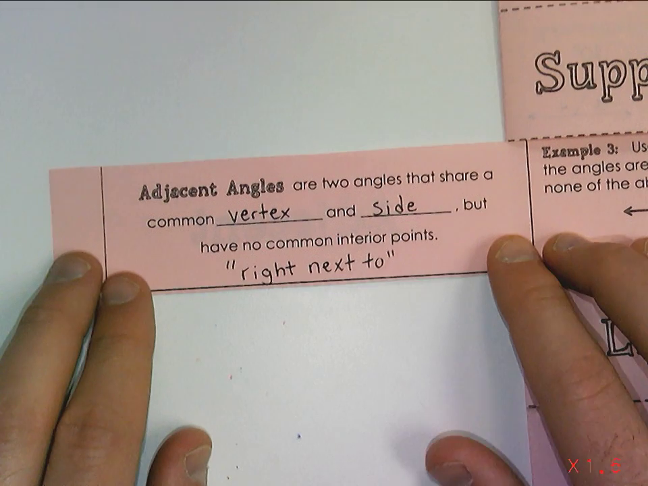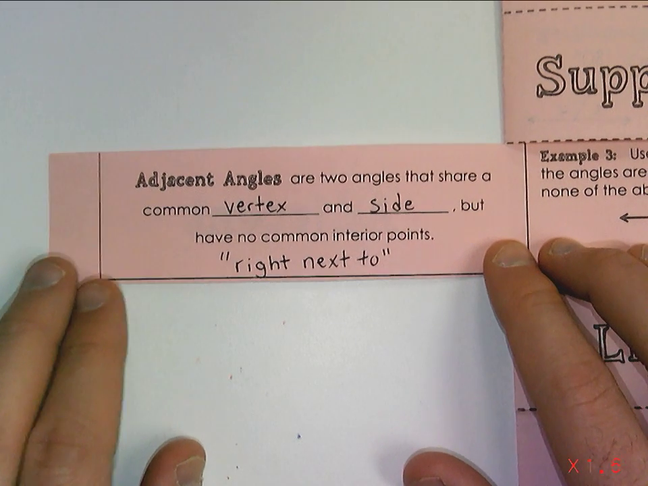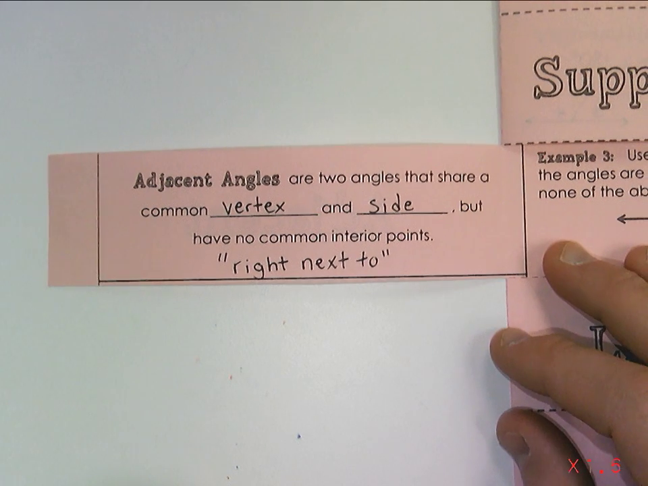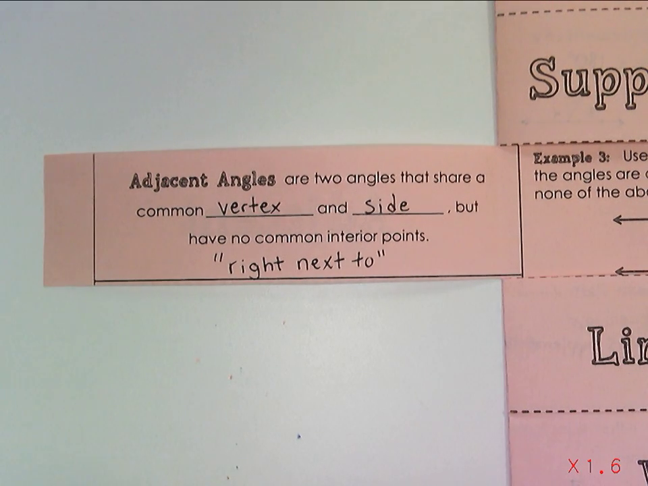Next is adjacent angles. Adjacent angles are two angles that share a common vertex, a point at which they meet, and a side, but have no common interior points. All that means is that the two angles are right next to each other.